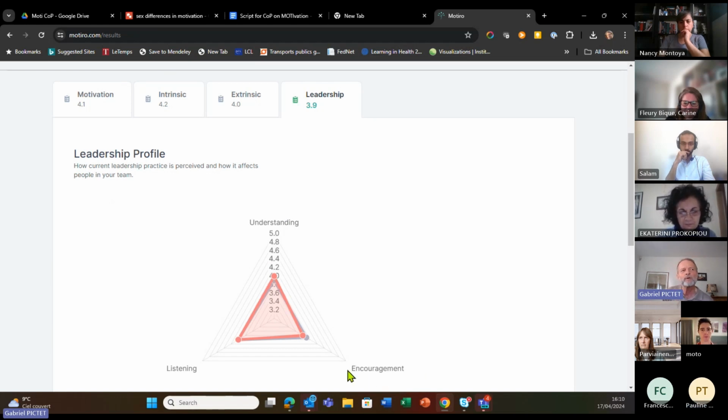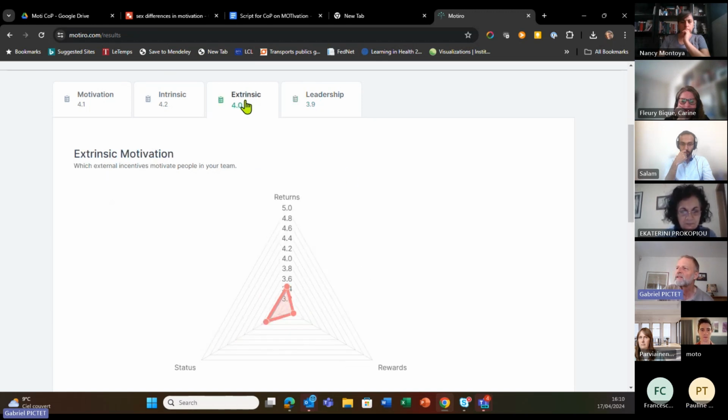What we do in Motiro is we say, well, it's not just the supervisor, actually, all the members of the team should be listening to each other, understanding each other, and encouraging each other. And that's what we call leadership skills. And here also we see we score pretty much like the rest of the movement. And then finally, we have what we call the extrinsic motivation. And these are reward, status, and returns.